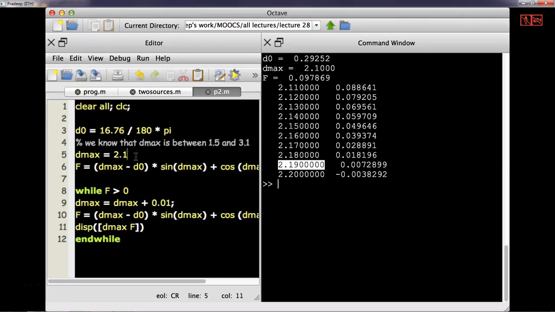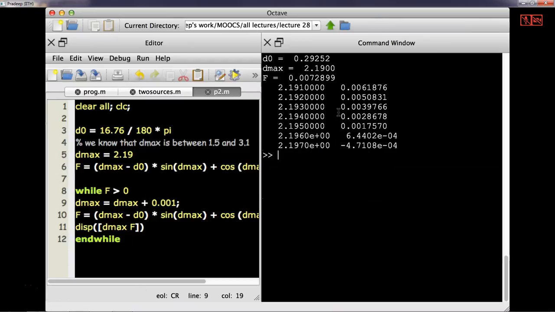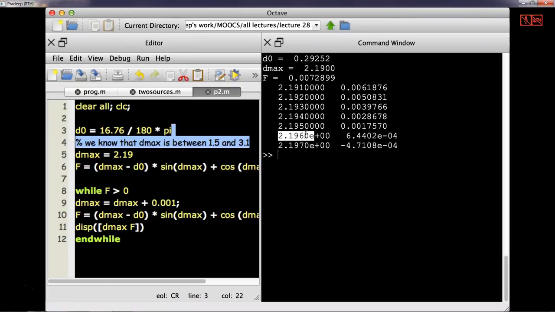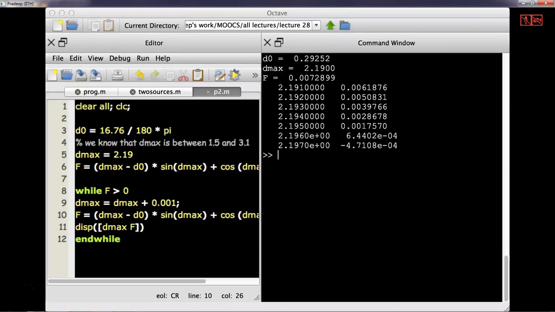So again, I'll come back here, I'll put 2.19 and then I'll increase one more decimal. Now once again, I'll run the code. So here you notice 2.191, 192, 193, 194. Between 2.196 and 2.197, the value is changing from positive to negative. So I'll consider 2.196 as my final value. So this is the simple code to solve this.